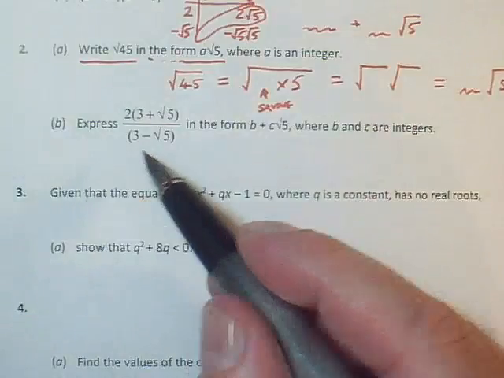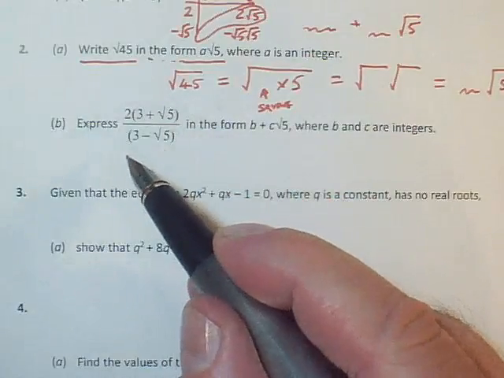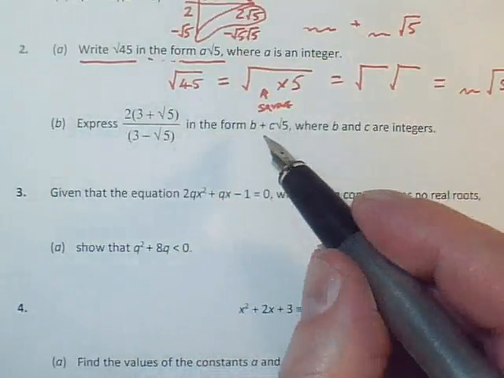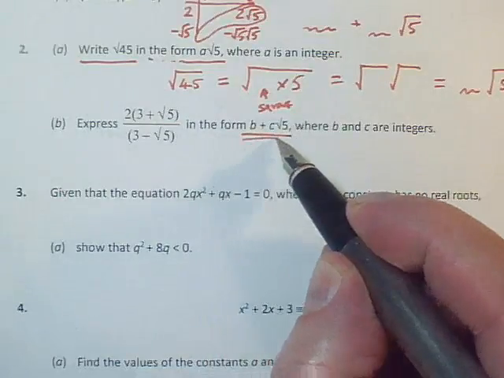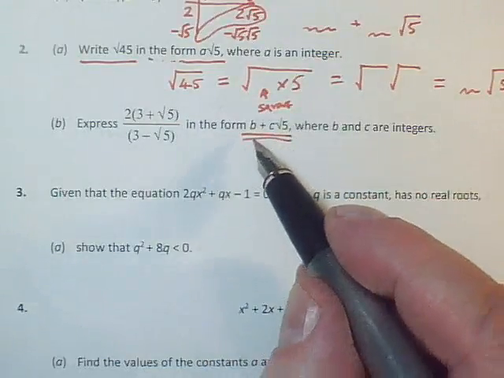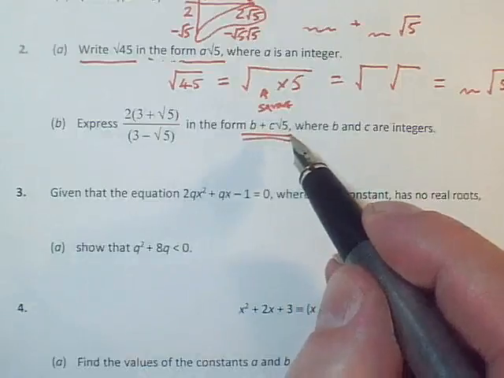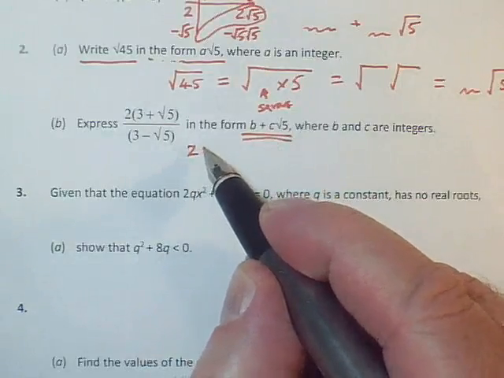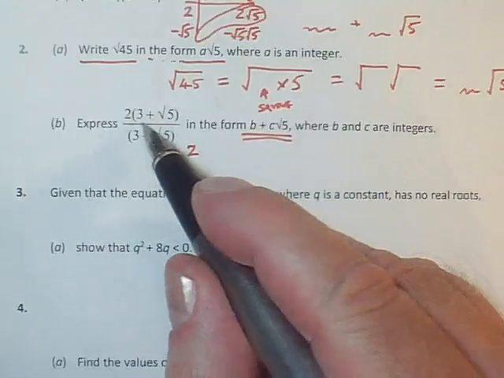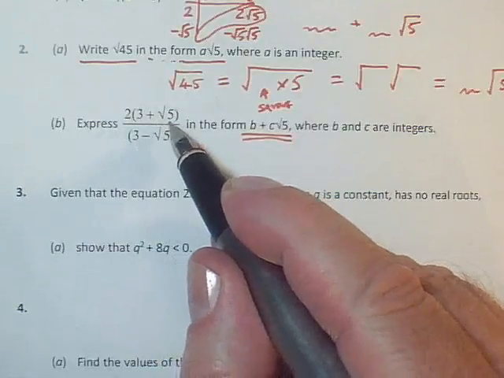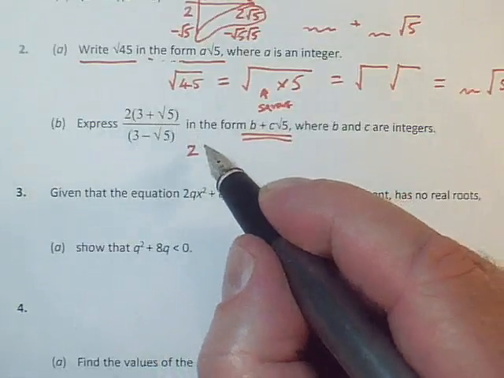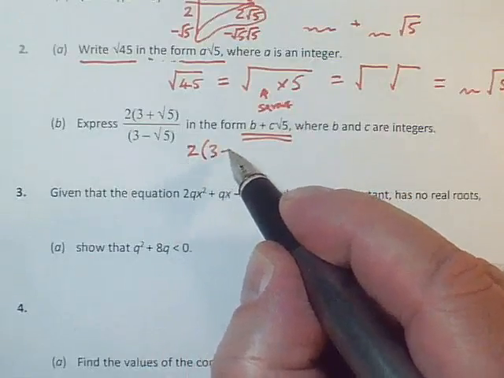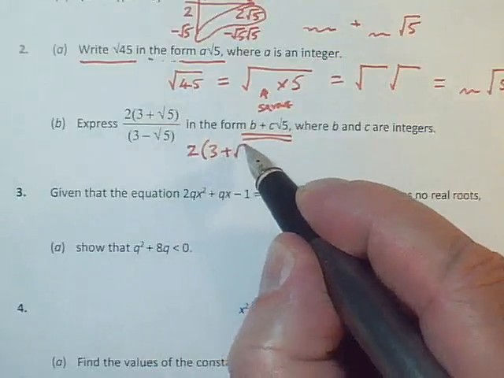Then in part B, there's a trick for simplifying things like this. We know the answer has got to look like this, so when we get to the final answer, it'd like to be a number times another number times root 5. But the first thing we do is 2, we could multiply out 2 times 3 plus root 5 if you want to. At some stage you're going to need to multiply by that 2.